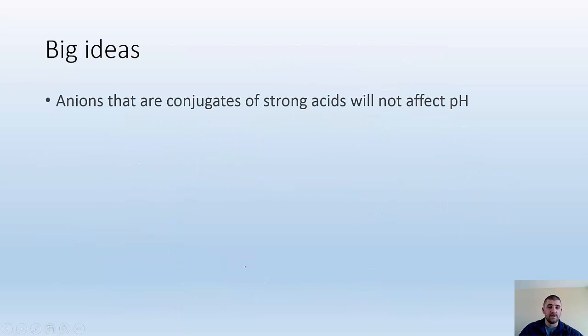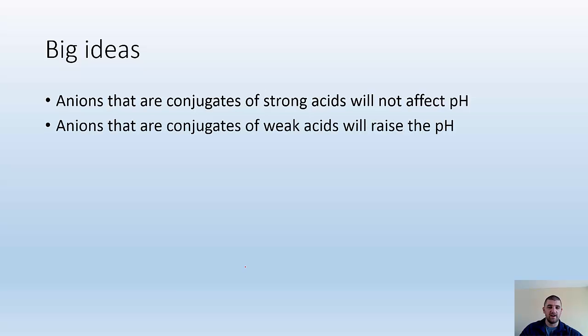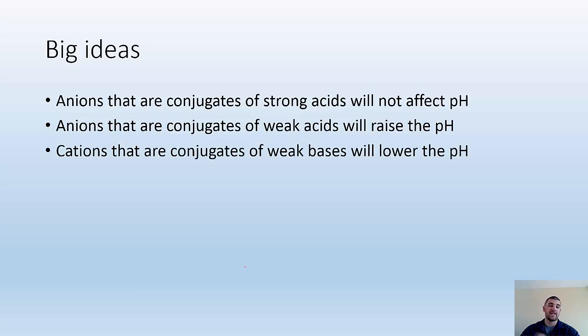So big ideas. Anions that are conjugates of strong acids will not affect the pH. Anions that are conjugates of weak acids will raise the pH because their conjugate bases are going to be strong or stronger. pH is going to go up. Cations that are conjugates of weak bases will lower the pH. So if I had a weak base, its conjugate is going to be a stronger acid. If that is something in my salt, it's going to make it more acidic and lower the pH.